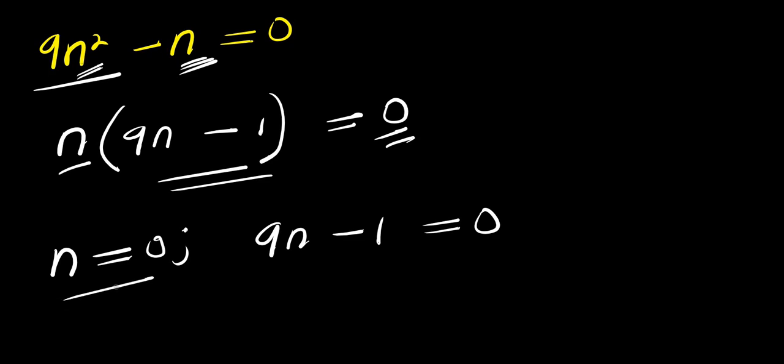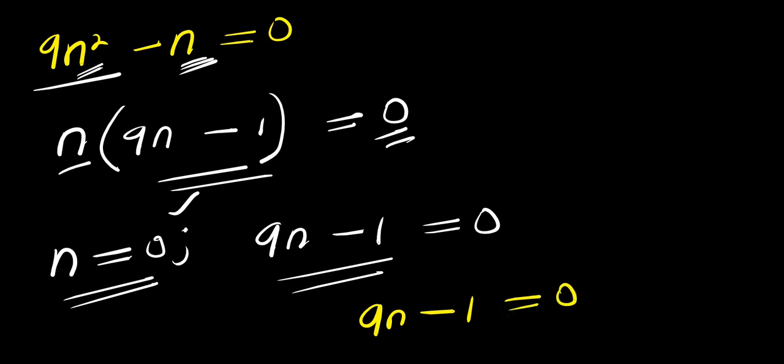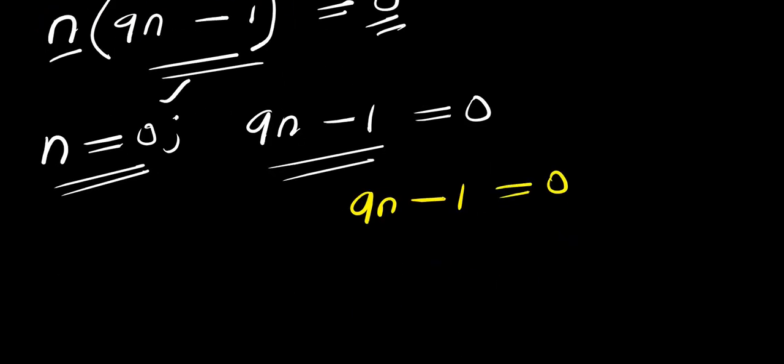So if n equals 0, we have solved this one already. So let's concentrate on this. If you have 9n minus 1 equals 0, you need to solve for n. You move negative 1 over here. You have 9n equals 1.